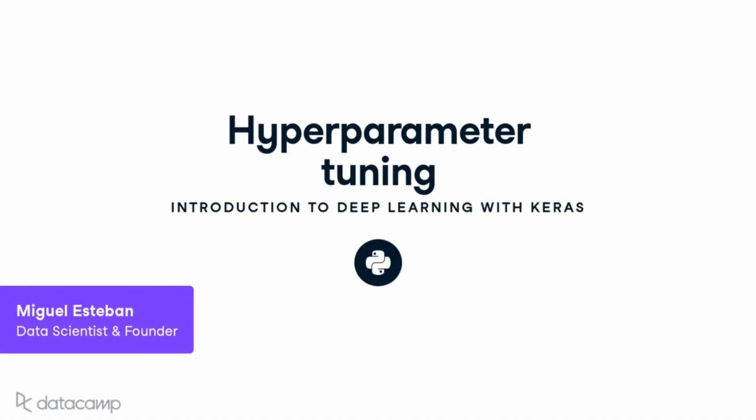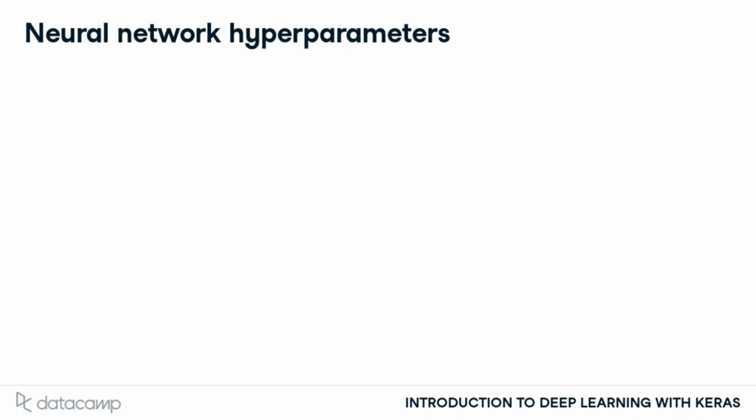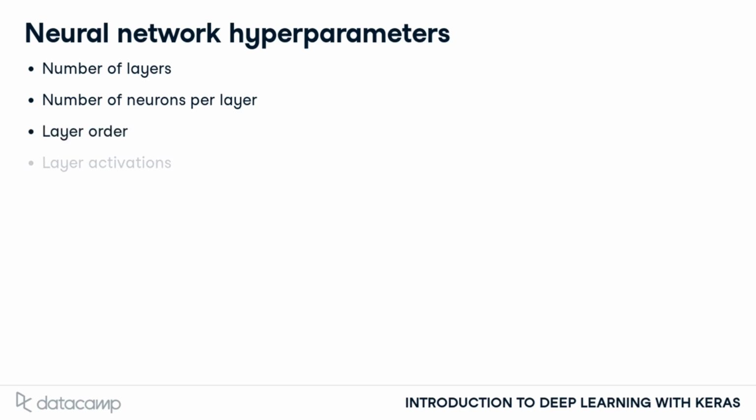You now know everything you need to perform hyperparameter tuning in neural networks. Our aim is to identify those parameters that make our model generalize better. A neural network is full of parameters that can be tweaked: the number of layers, neurons per layer, the order of such layers, the activation functions, batch sizes, learning rate, optimizers. A lot of things to keep in mind.